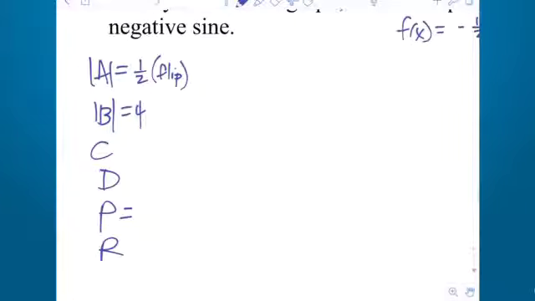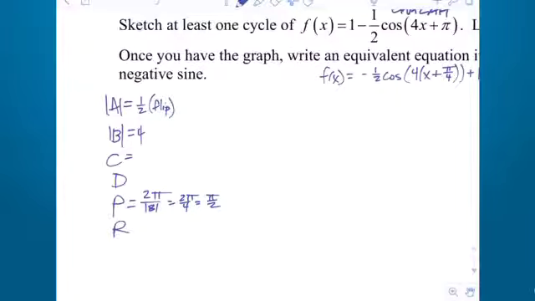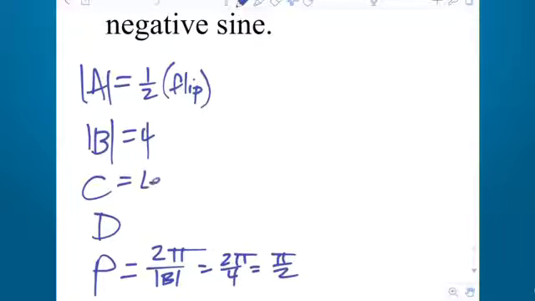That's going to affect the period. Let's jump down to the period. You don't have to do these in any order. The period, remember, is 2 pi over b. So for us, it's 2 pi over 4, which is pi halves. That's the new period of each cycle. Do we have a horizontal shift, a phase shift? Yep. Left pi fourths.